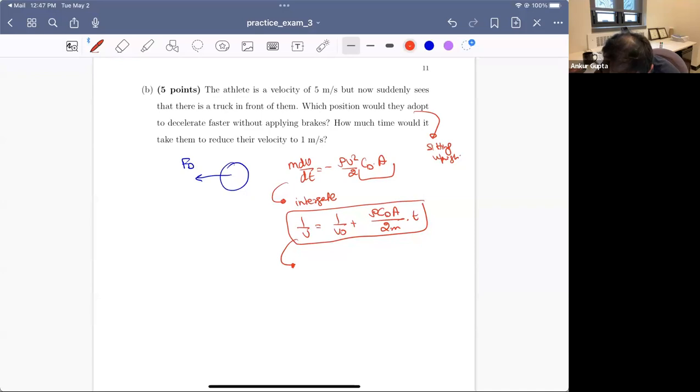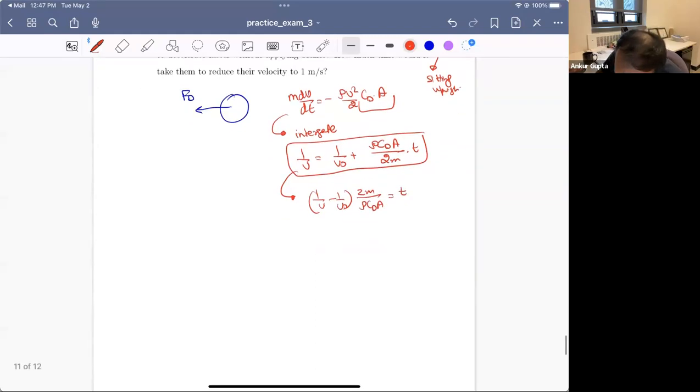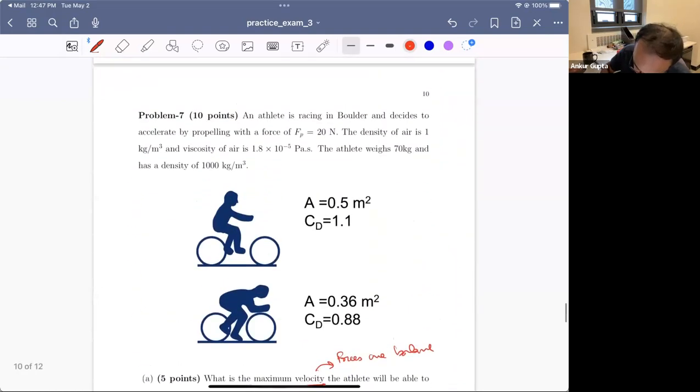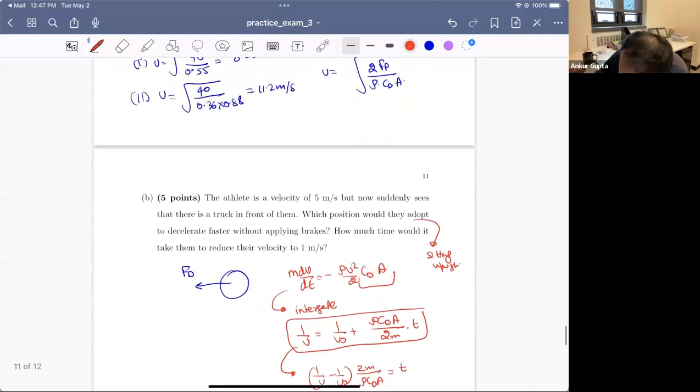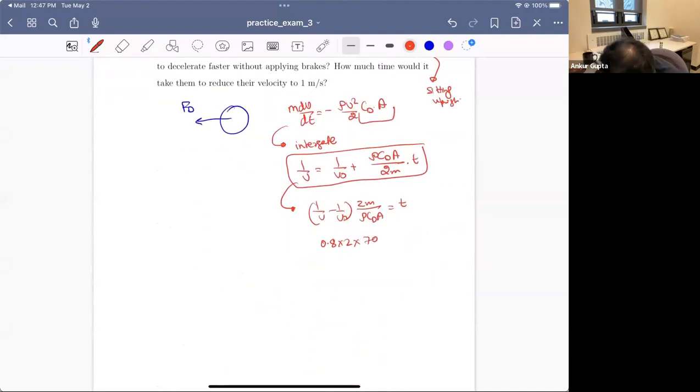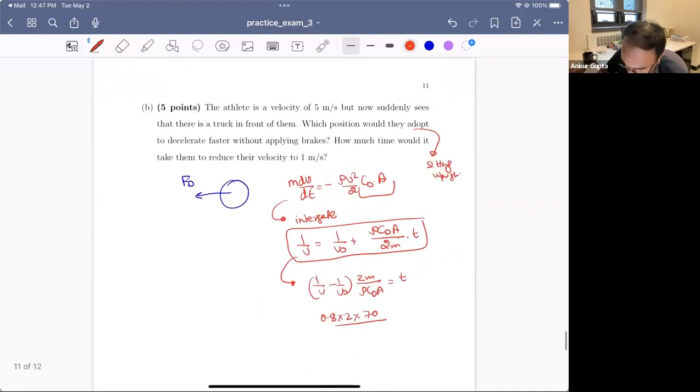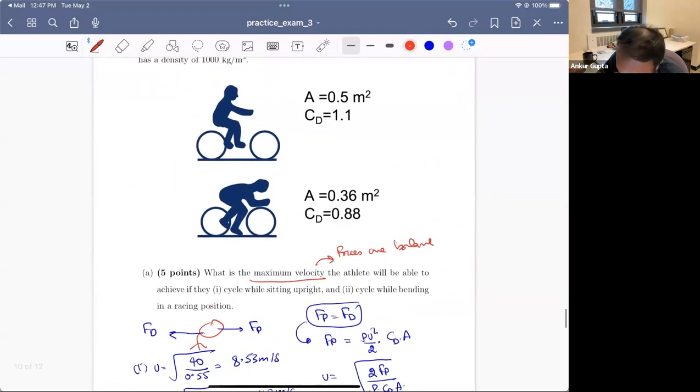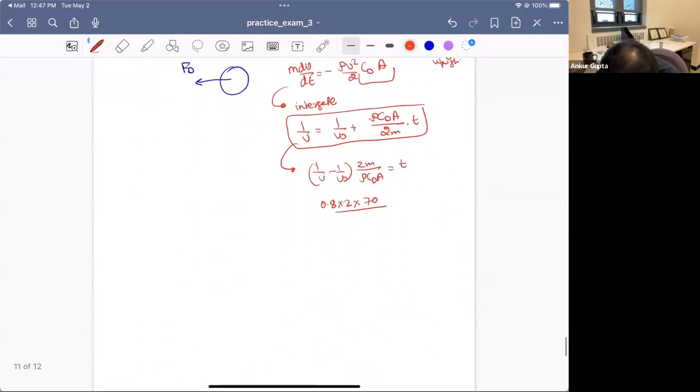So you get 1 by u minus 1 by u naught into 2m by rho CdA is equal to time. And so 1 by u is 1 minus, so this is 0.8 into 2 into mass. I think mass was given. This is 70 kgs into 70 by CD times A. So rho is 1, so CD times A is, we have to use this one, so 0.55. And this is equal to time.